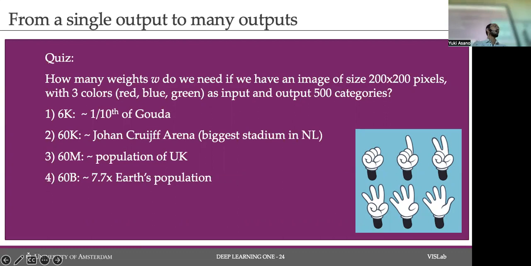500 is probably something a 3-year-old can do, right? Dog, cat, house, mama, papa, etc. How many neurons do you think, or how many weights, we're not calling them neurons yet, but how many weights do you think we would need for that?